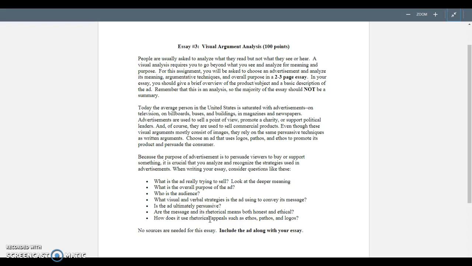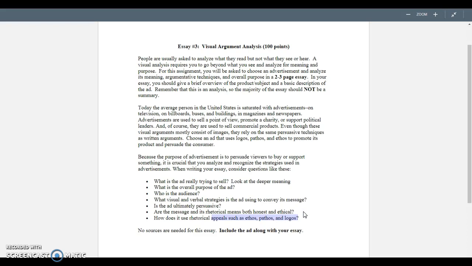Sometimes they're trying to sell you a family, they're trying to sell you success, they're trying to sell you love, they're trying to sell you sex appeal, all these different things. So you want to go ahead and look at that. And here I have some questions that you might want to consider when you are writing your essay. It is very important that you look at all of these three.